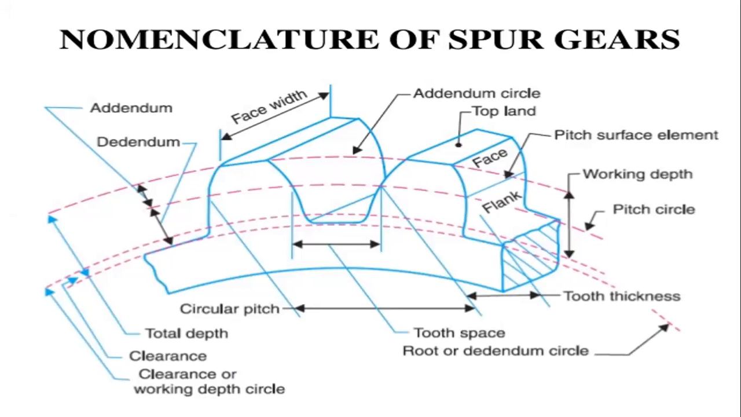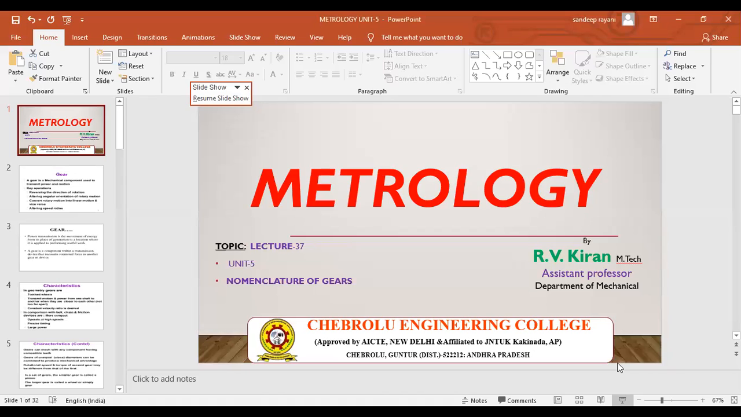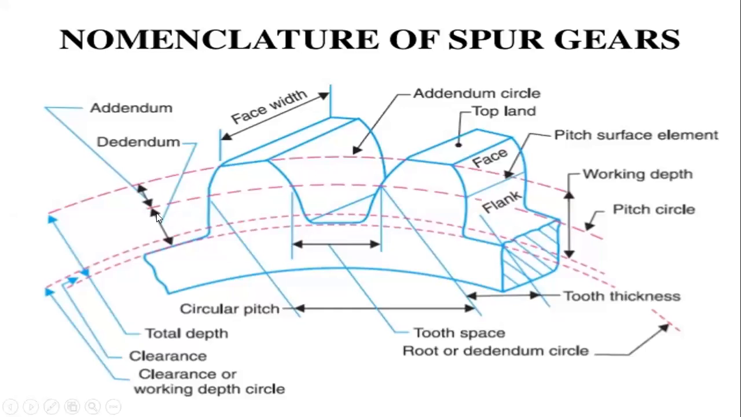This is the figure in which we can see the nomenclature of gears. I am taking spur gears here. These are the different parts of the gears. Firstly, we see the addendum. This addendum is the topmost height, that is the top part of the tooth. And dedendum is the lowermost part of the tooth.